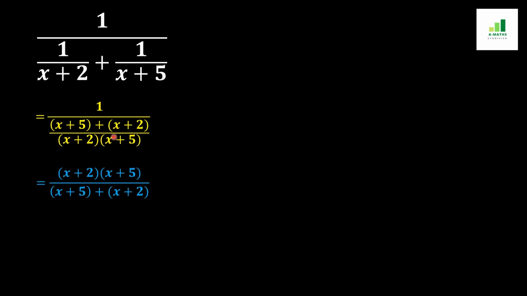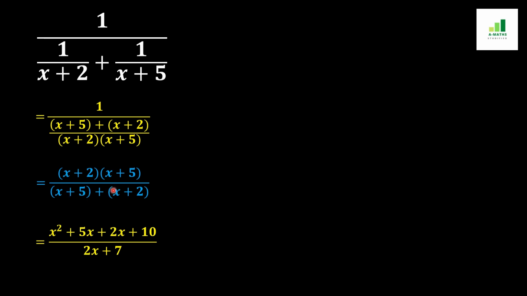Now in the next step, as we know that three-story fractions are in an uncomfortable form in algebra, we should move this (x plus 2) into (x plus 5) from the denominator to the numerator, and we should get (x plus 2) into (x plus 5) over (x plus 5 plus x plus 2). Now in the next step we should multiply both of these brackets and add both of these brackets.